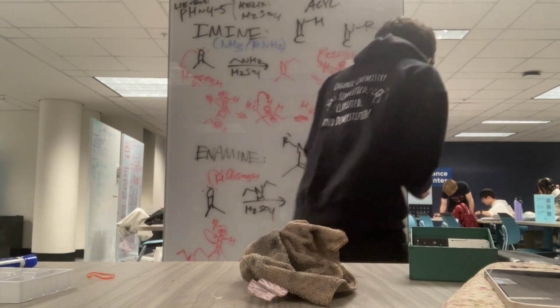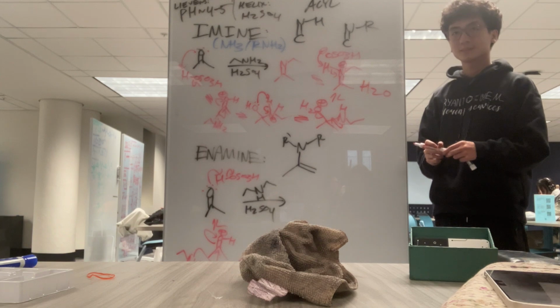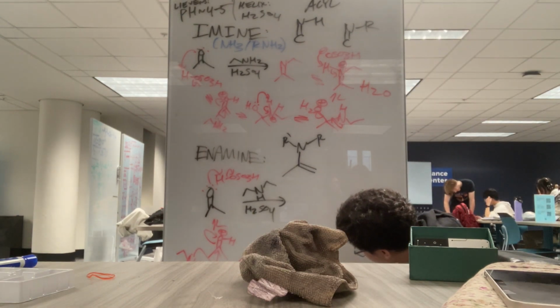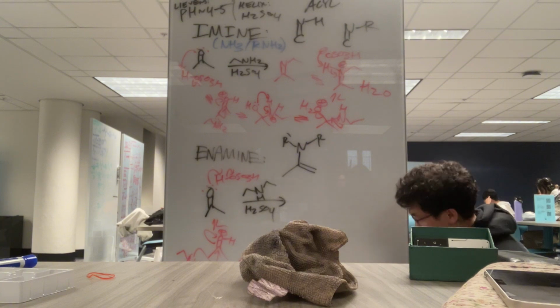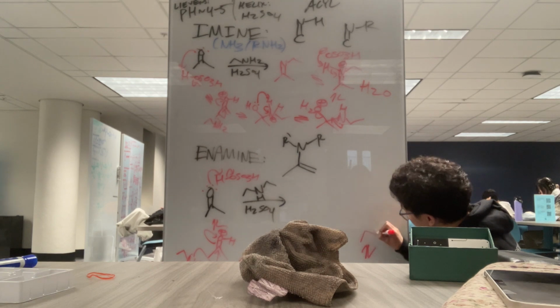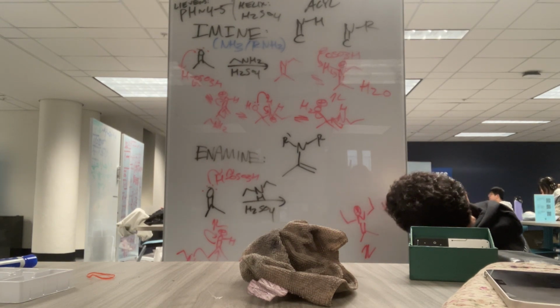Okay, what happens after? Yes, form the iminium bond, carbon double bond nitrogen, kick out the leaving group that we just formed to get this intermediate here. Water side product.